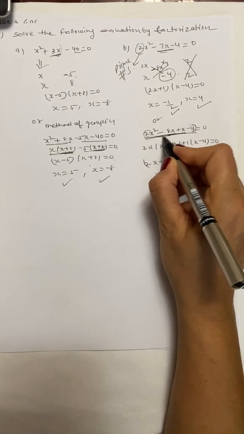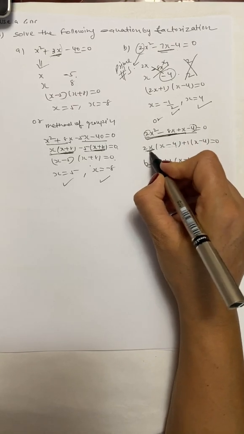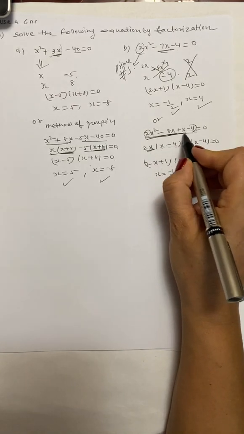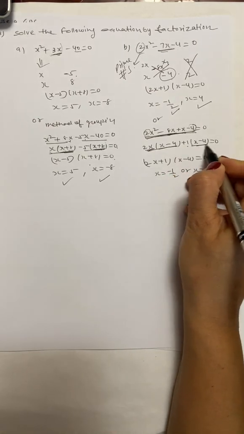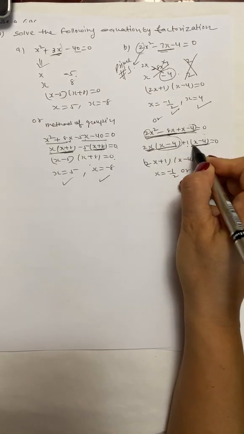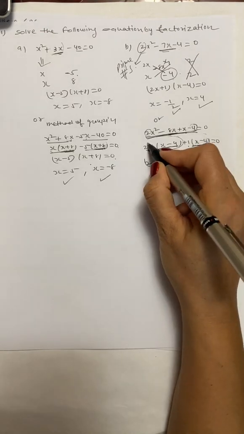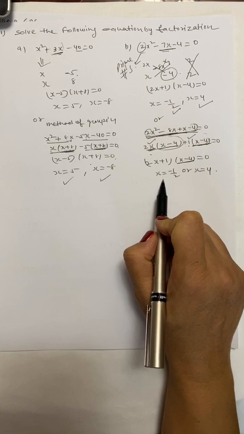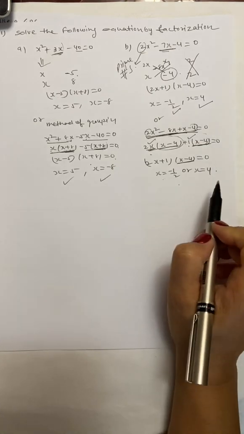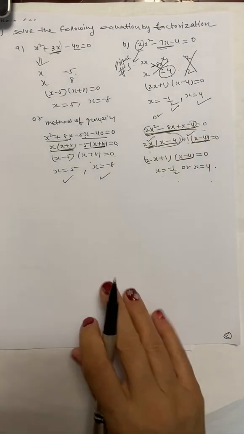Now from this one you group them. 2x is common, so you get x minus 4. Here 1 is common, so x minus 4. And then again from this one you have x minus 4 common. So you take x minus 4, and from here 2x is left, from here it is 1. And it gives you the same answer. x is equal to negative half and x is equal to 4.